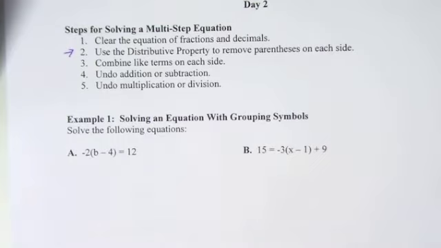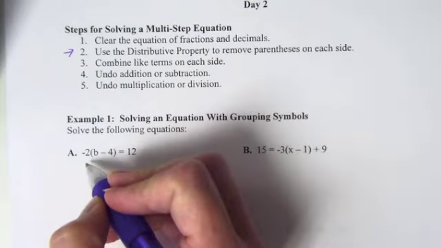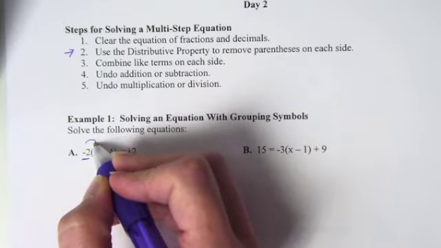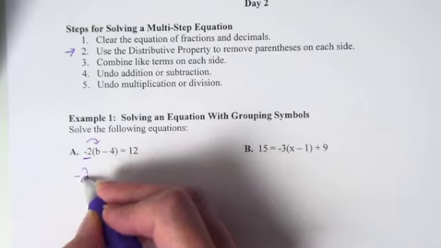This time we have grouping symbols within our equations. So before we can do any of those steps we did yesterday, we need to clear our parentheses. And to do that, we have the distributive property to help us with that. If you remember, we take the -2 outside the parentheses and we multiply it by what's inside the parentheses. So -2 times b, you get -2b.